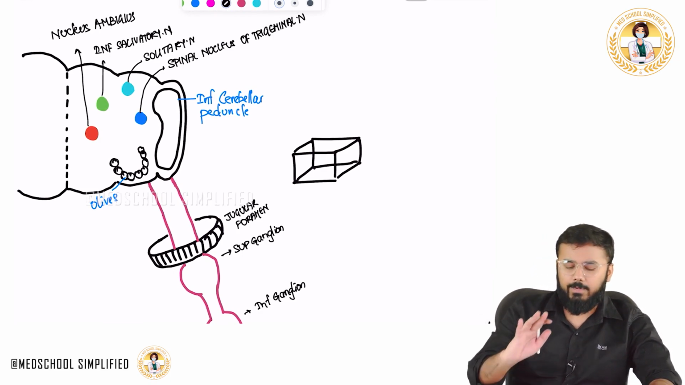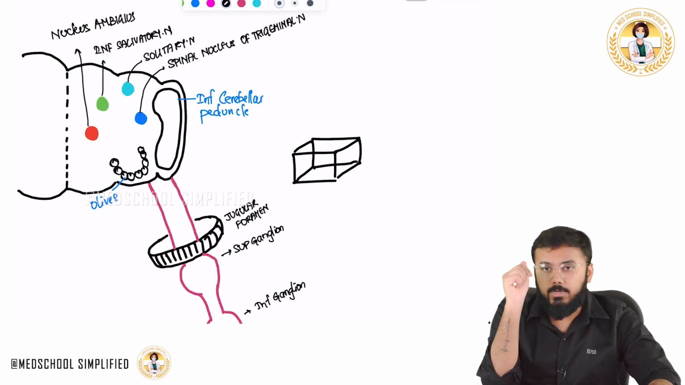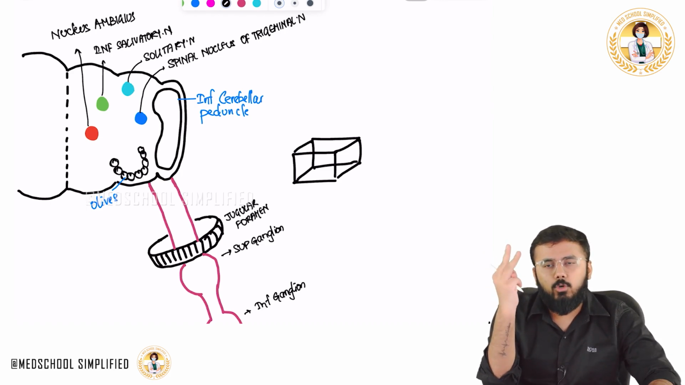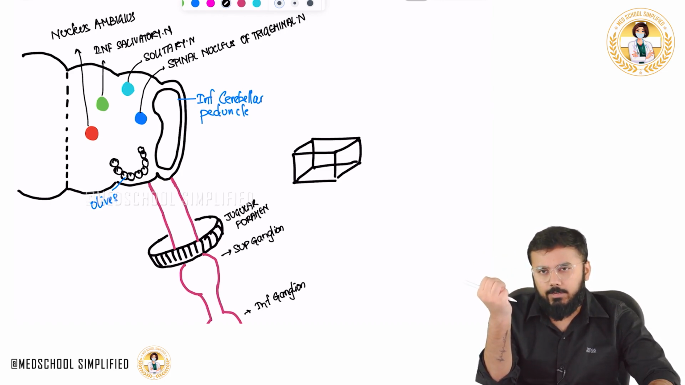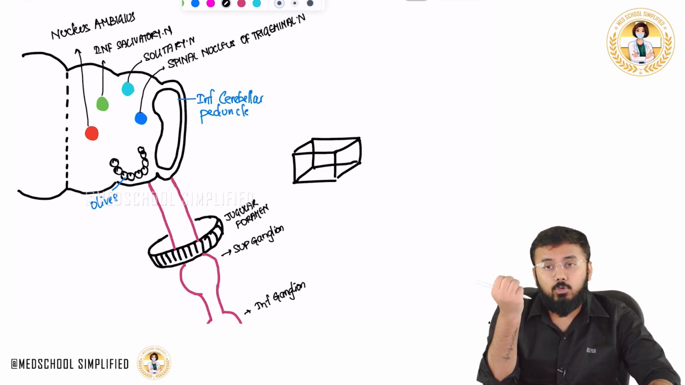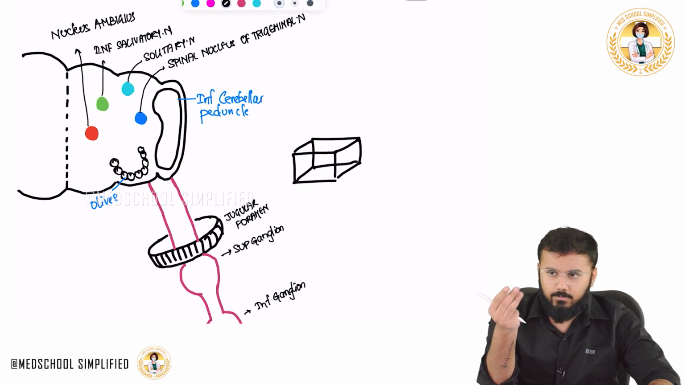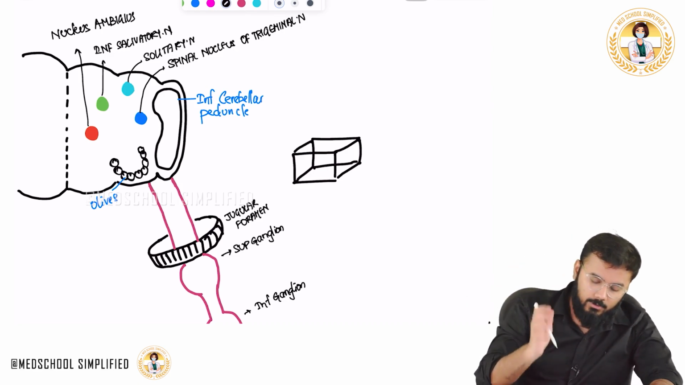All of you know that we have got the trigeminal nerve. Trigeminal nerve has got three branches, V1, V2 and V3. Right. What is this V3 branch called? V1 branch is called the ophthalmic nerve. V2 branch is called the maxillary nerve and V3 branch is called the mandibular nerve.